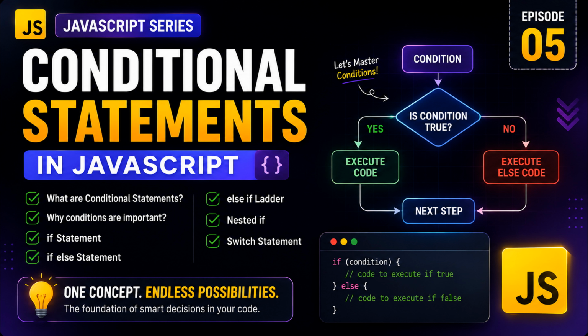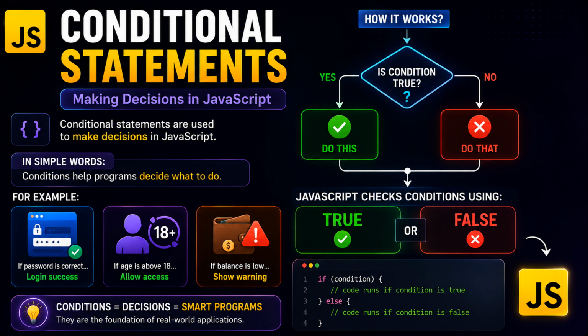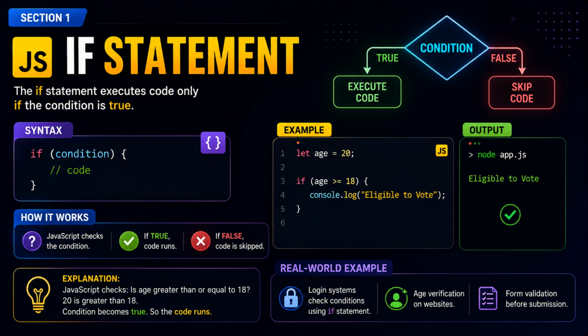Conditional statements are used to make decisions in JavaScript. In simple words, conditions help programs decide what to do. For example, if the password is correct, login success. If age is above 18, allow access. If balance is low, show a warning. JavaScript checks conditions using true or false.